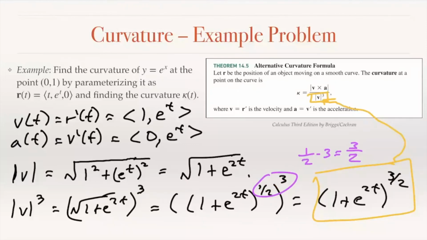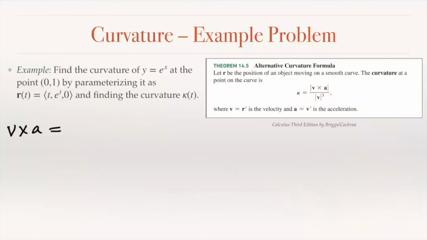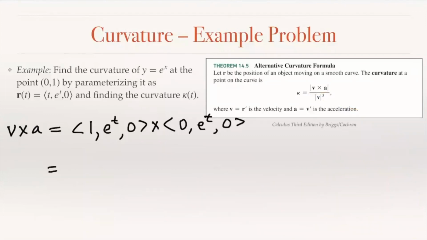And now we want v cross a. We want to take the magnitude of this after. Let's find v cross a first, though. So that was (1, e to the t, 0) cross (0, e to the t, 0). And that's the determinant of the matrix with rows i j k, 1 e to the t 0, and 0 e to the t 0. And this gets back to my earlier comment. The reason that we needed to add this z component of 0 was to take this cross product. Otherwise, it makes no sense. But the xy plane just means that z is always 0.